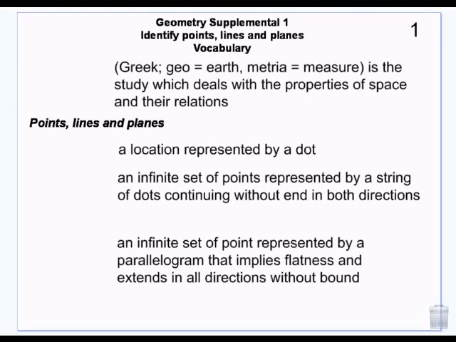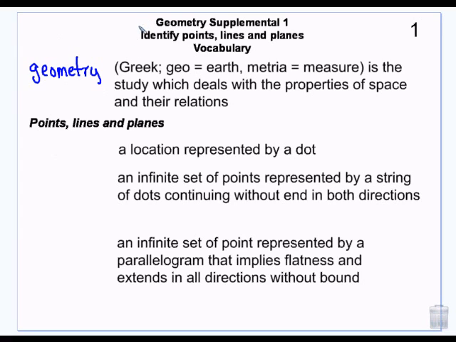You have a lot of definitions because by defining things, it gives us the information that we need in order to prove things later, in order to make comparisons. So first we have geometry.